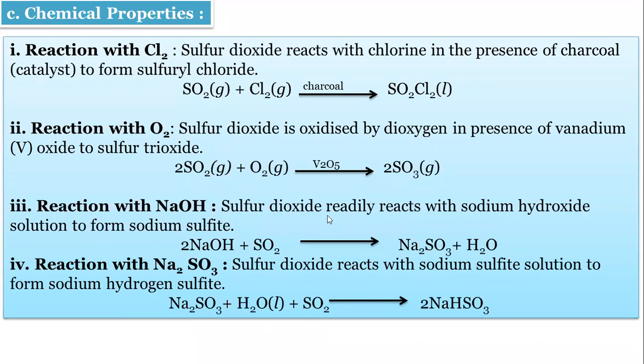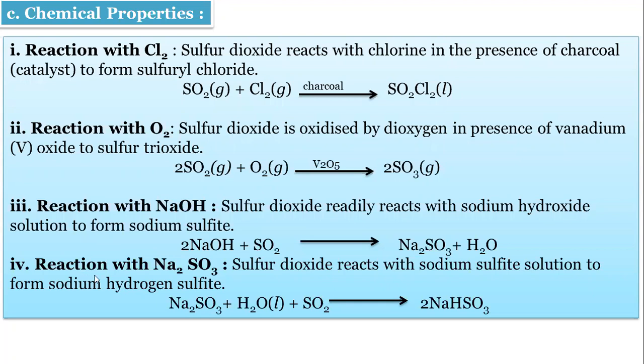Sulfur dioxide readily reacts with sodium hydroxide, NaOH, to form Na2SO3. It is sodium sulfite. So it is a very simple reaction: twice NaOH plus SO2 gives Na2SO3 plus H2O. This is a balanced reaction. The Na2SO3 is sodium sulfite. Remember, if it were Na2SO4, it would be sodium sulfate, but this has one oxygen less. That's why it is sodium sulfite.